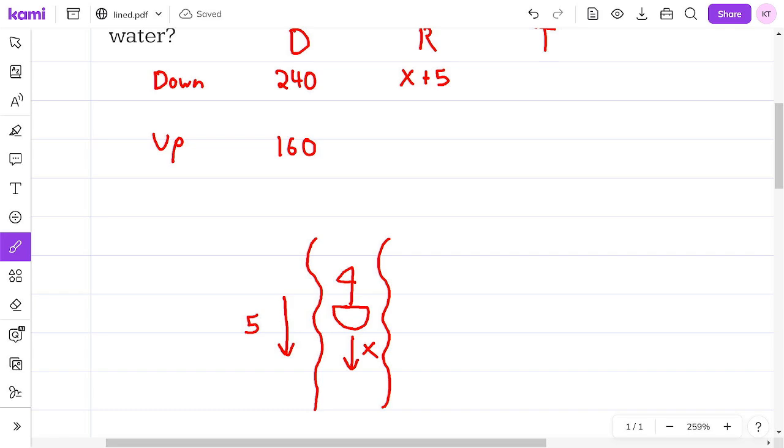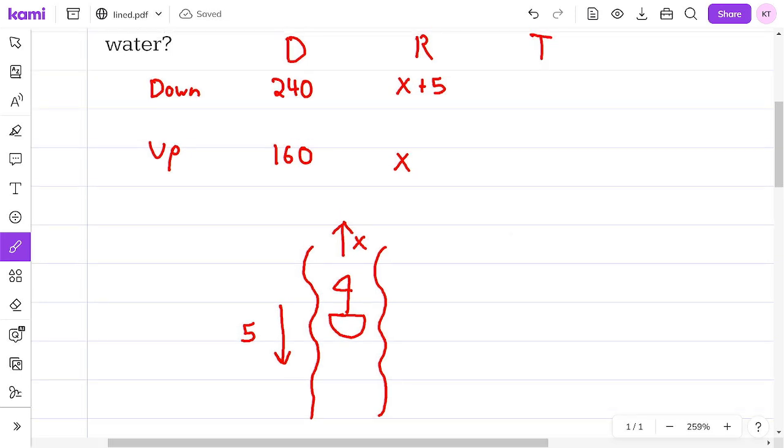Now, if it's going upstream, that means it's going to be going against the current. So the arrow will be going up this time. It still is going to be x because we don't know what it is, it's the same speed of the boat, but it's going to be pulling against the current. So that means it's going to be going slower, so it'll be x minus 5. Again, this is just based off of whether it's going up or down the stream.